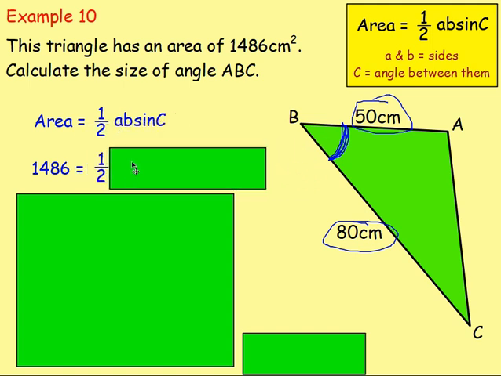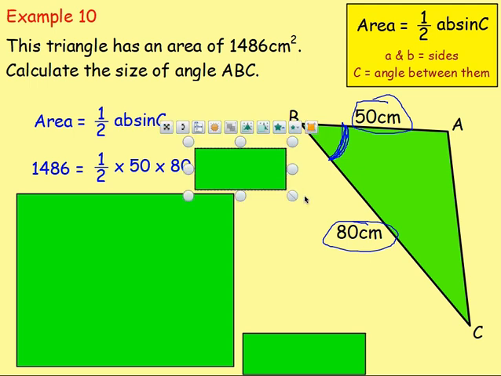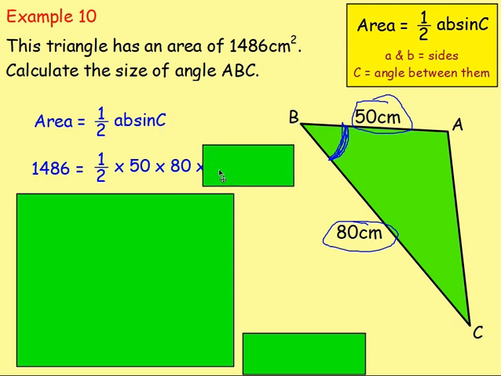Half. Yes. And then A and B, what are A and B going to be, Bobby? The two sides, which would be 50 and 80. Yeah, well done, Bobby. So you've got 50 and the 80. Does it matter which one's which, Bobby? No. Well done, Bobby. And we're multiplying that by sine C. So sine is just going to stay as sine.